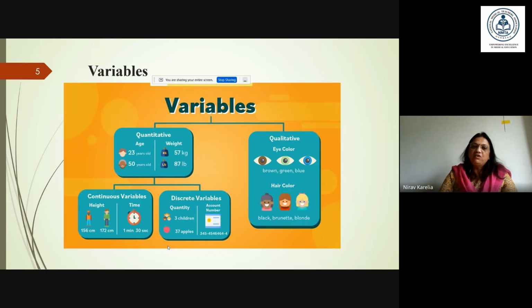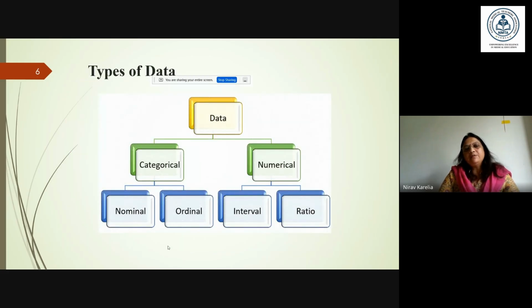So this is the major difference between the subtypes of quantitative variables: discrete and continuous. These are the main types of variable, whether qualitative or quantitative. Now data types may be categorical or numerical. You can put a number, or you just describe the category. These are the two main types of data. In numerical, it may be interval and ratio, and in categorical, it may be nominal and ordinal.